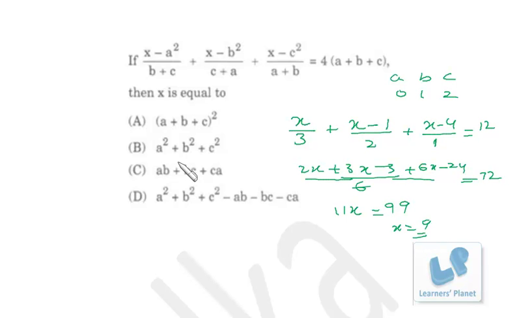Now choose the option where you get the value of x as 9 when you put a equal to 0, b equal to 1 and c equal to 2. Put in the first option: 0 plus 1 plus 2, that is 3 square, that's 9. You won't get 9 anywhere else, because all the expressions are different from each other, so you don't have to worry about it. You can easily mark your answer as option A. If you go this way, the problem can be solved in 1.5 minutes. I hope that's clear to you.